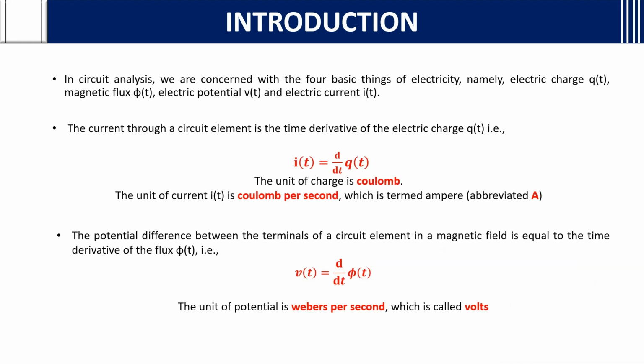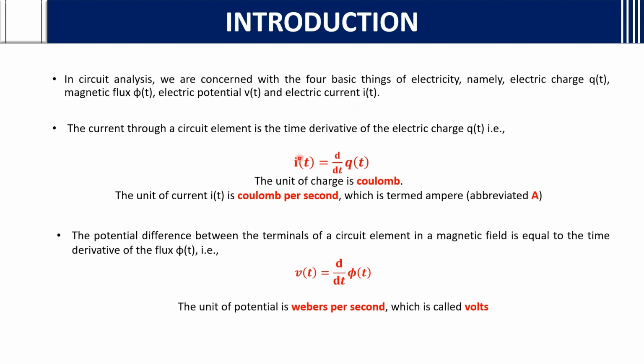In circuit analysis, there are four main things of electricity we are concerned with. That is electric charge, Q of t, magnetic flux phi of t, electric potential V of t, and electric current I of t.